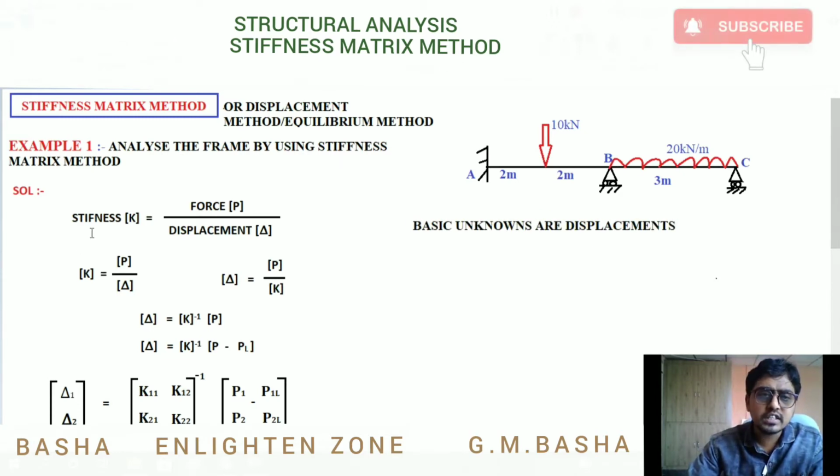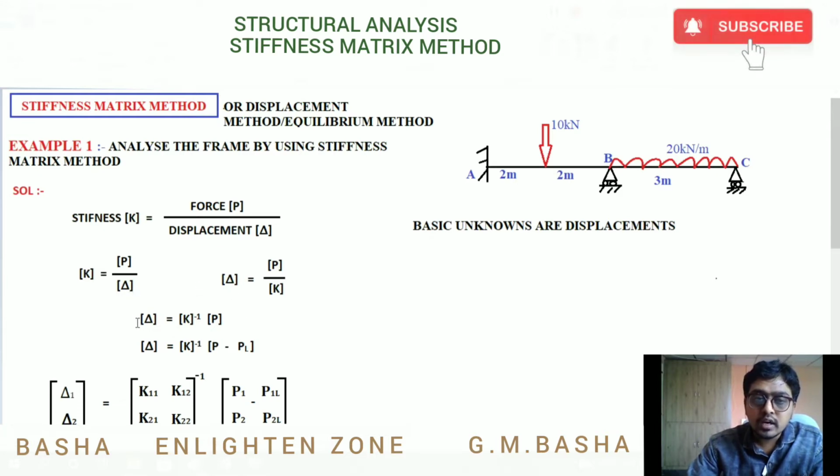Then what is stiffness here? Stiffness is equal to force per unit displacement. So the stiffness formula is force per unit displacement. Stiffness is denoted with the notation K, force with the notation P, and displacement with the notation delta. Here our basic unknowns are displacements, which means we are going to find these displacements by using this stiffness matrix method. See here, I am taking this delta this side and K downward side.